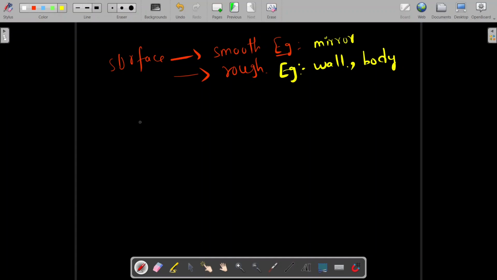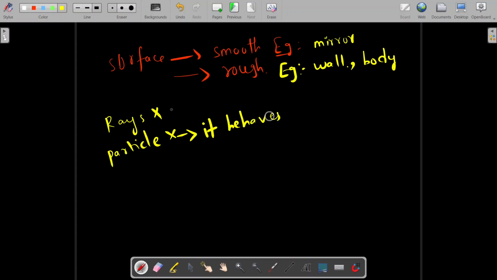Now we have to know different types of reflection. Before going to different types of reflection, we need to know the logic of how the light interacts with the surface. In the first video, we learned that light is not actually particles, and light is not straight rays. It behaves like particles, but it is not actually particles. It is not actually rays, but your perception makes it look like rays.